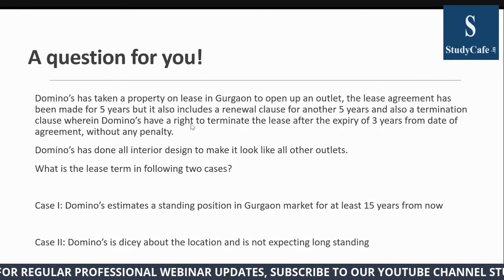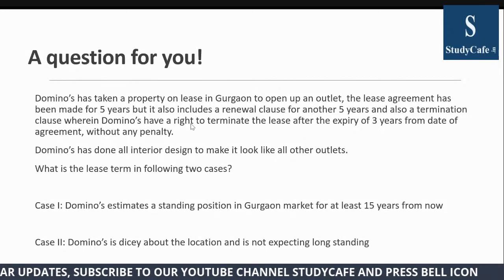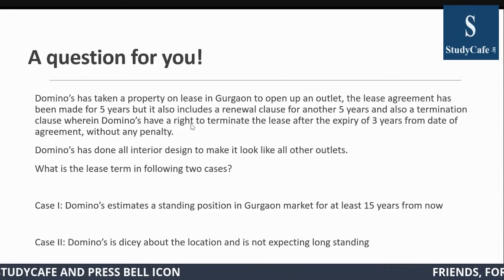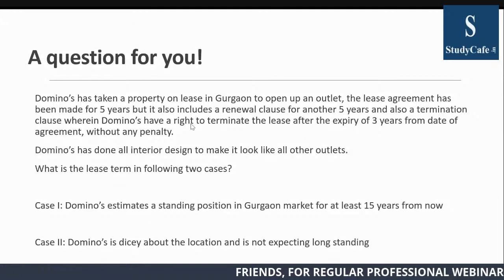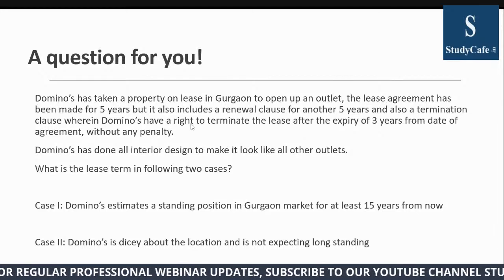Right. Now, Domino's, since it has taken a property on lease in Gurgaon, has done all the interior designing, because all the outlets of Domino's have a uniform designing pattern. Right. They all look blue and red. So they have undertaken all the interior designing part. They have incurred huge costs with that. Now, what will be the lease term?